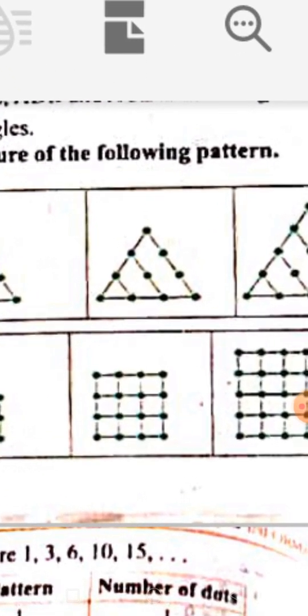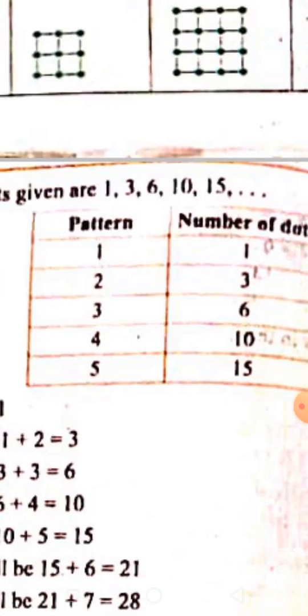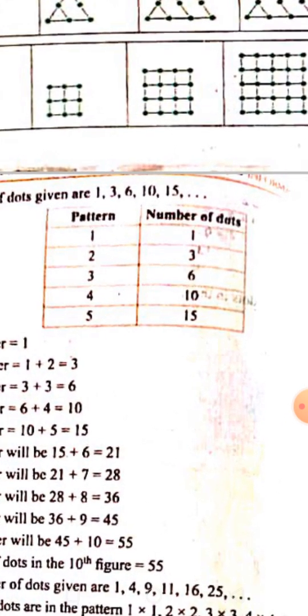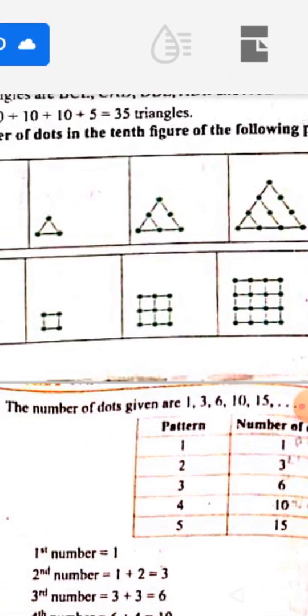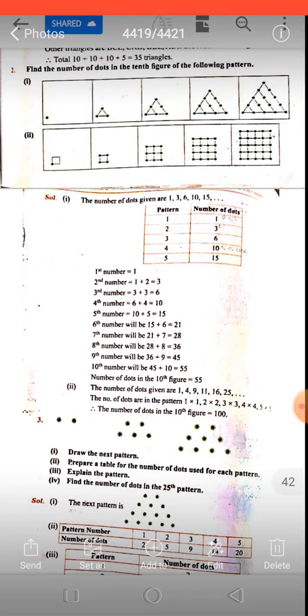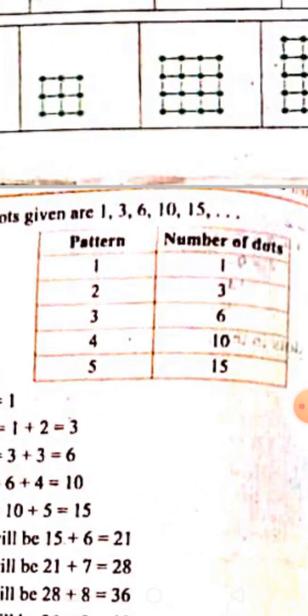So look, the first diagram is only one dot, and the second diagram is 3 dots, and then 6 dots, and then how many dots? 10 dots, and then 15 dots. So first of all, we have to draw this in tabular form. Okay. So how many patterns do we have? 1, 2, 3, 4, 5. Five patterns we have. Correct. So the patterns are 1, 2, 3, 4, 5.